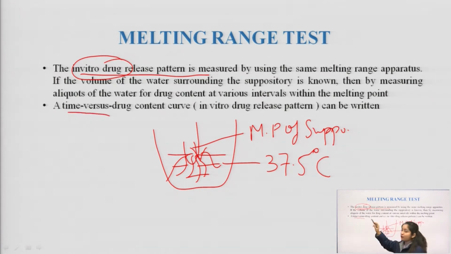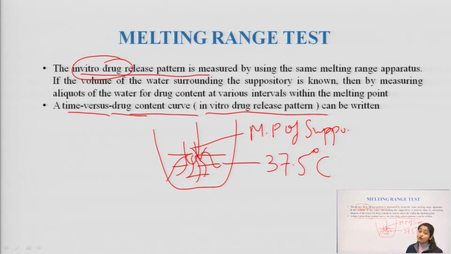Then in order to calculate the final result, we plot a graph of time versus drug concentration curve, which is also known as the in vitro drug release pattern. So, this is a very advantageous test because at the same time, from the melting range we can also calculate the drug release pattern of the suppository. So, this is another test which is used to evaluate the efficacy of a particular dosage form, specifically suppositories.